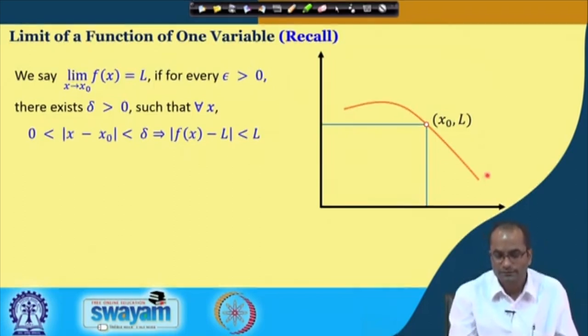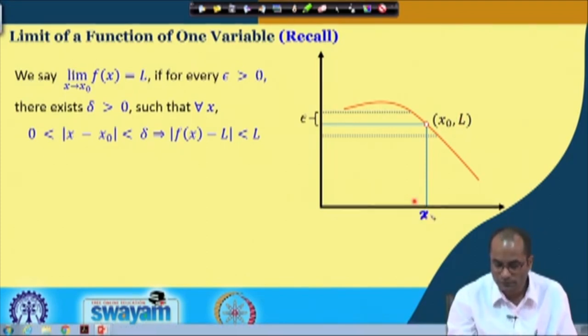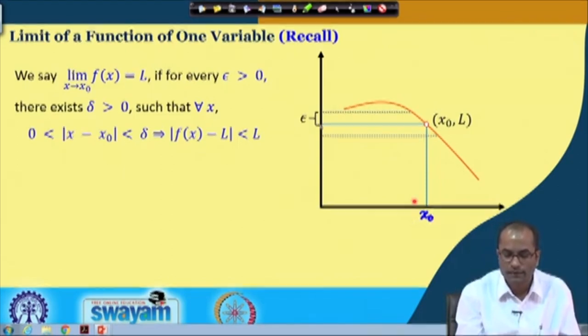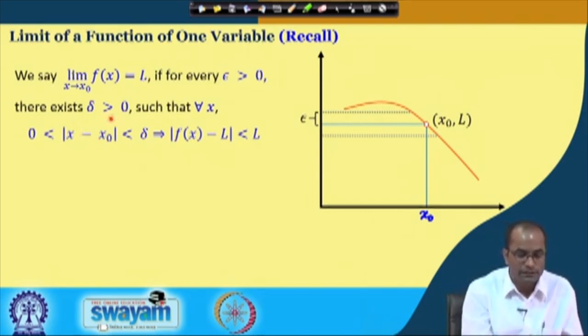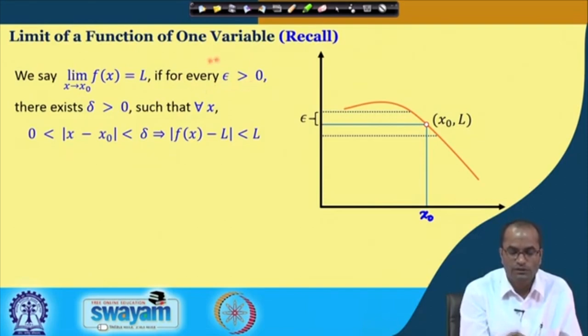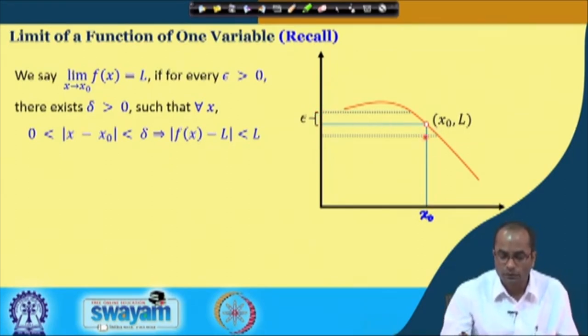We have a function f(x) whose limit as x approaches x naught is L. So, this is the point x naught here, and corresponding to this, the value is L there. What this definition says is that corresponding to every epsilon, which could be a very small positive number, denoted by this distance around L, for every epsilon however small, there always exists a neighborhood of this x naught, which is the case here.